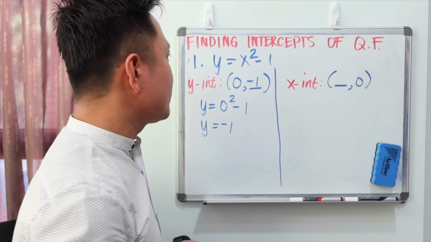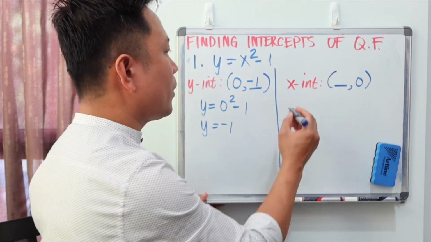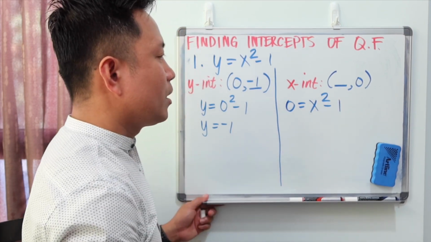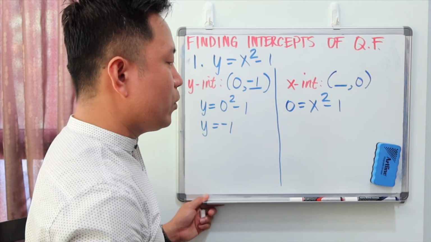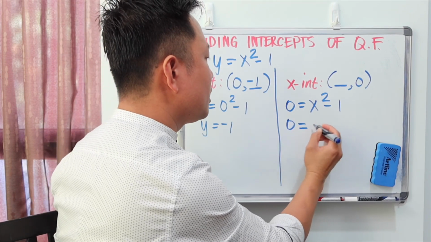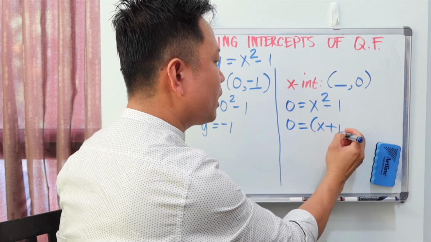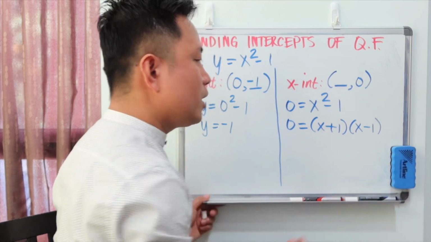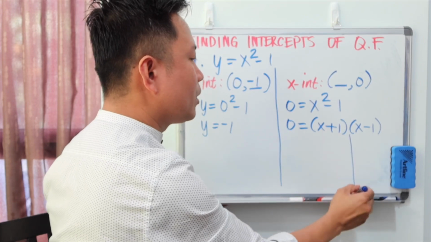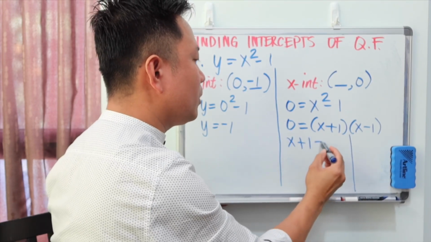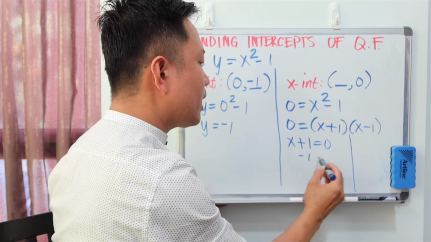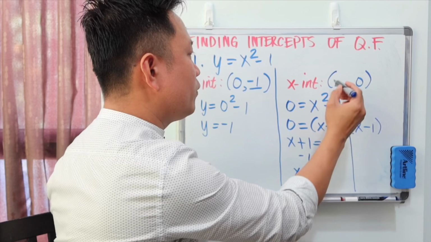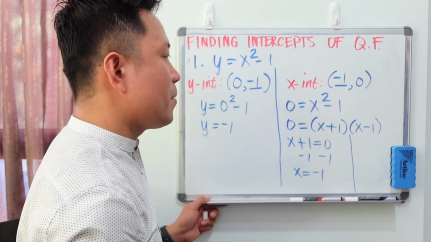So let's do it algebraically. When we plug in 0 to the y, we have 0 is equal to x squared minus 1. And this quadratic equation can be factored using difference of squares. So we can factor it as x plus 1 times x minus 1. Using the zero product property, we have x plus 1 is equal to 0, which means that our x value is negative 1. And that is one of our x-intercepts, negative 1, 0.